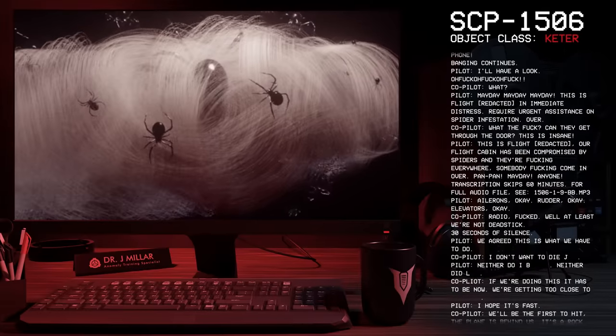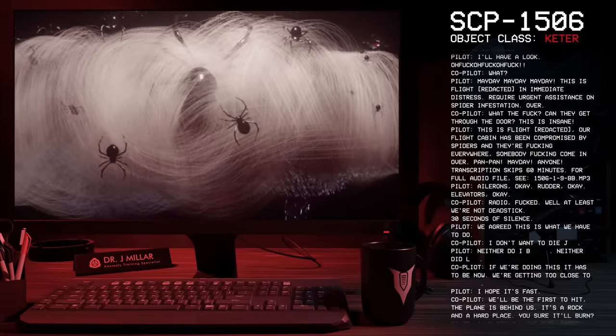Ailerons okay. Rudder okay. Elevators okay. Radio fucked. Well, at least we're not dead stick.